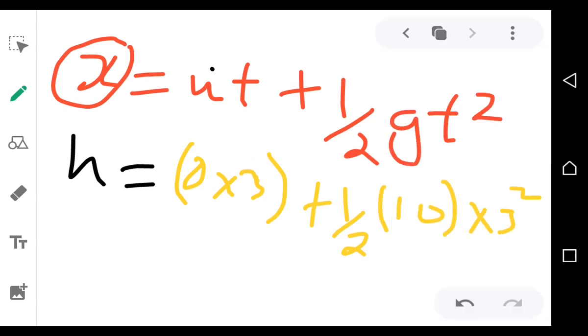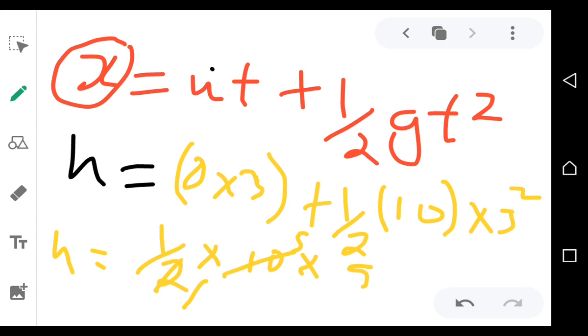So 3 times 0, any number times 0, is 0. So what will remain here? It's half times 10 times 3 squared, which is 9. 3 times 3 is 9. Half of 10 is 5. 5 times 9 is 45. So the height is 45 meters. Okay, that's the answer.